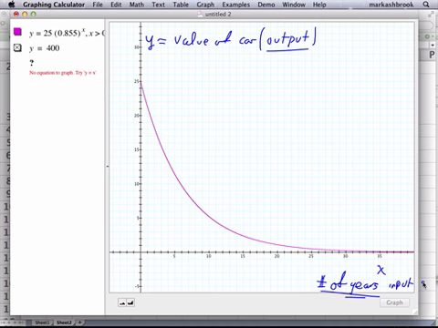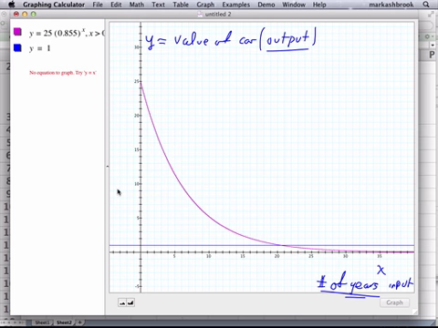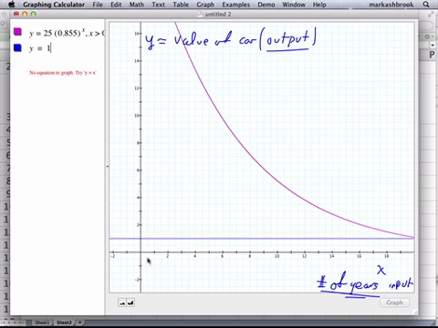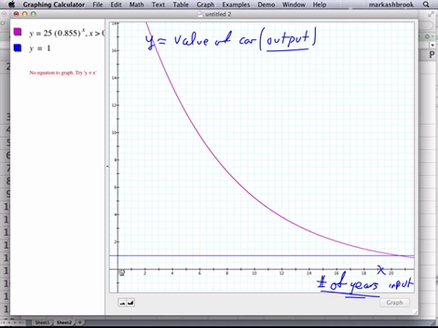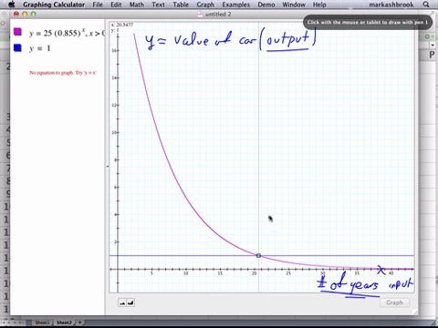So when will it be below 1,000? I'm going to make y equal to 1 because I'm doing it in thousands. There we go. So I got the ordered pair 20.55 and 1.